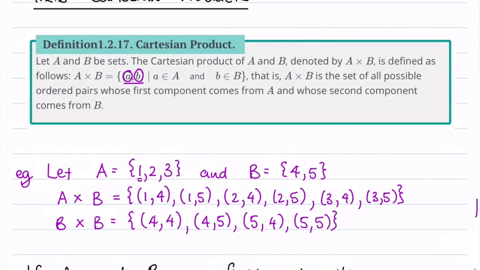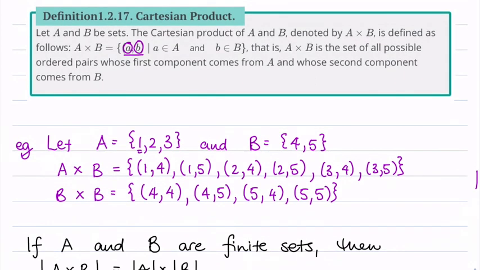It's worth noting that if A and B are finite sets, then the size of the Cartesian product is just the product of the cardinalities of A and B. So notice here how mathematicians reuse symbols. This symbol over here means Cartesian product, and it's talking about how you can combine sets, but over here we're using the same symbol, but this is just the usual multiplication of numbers that we've been using for years.